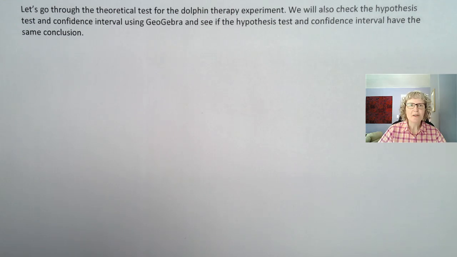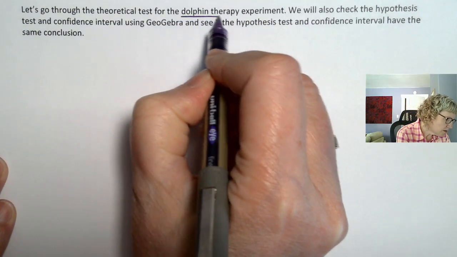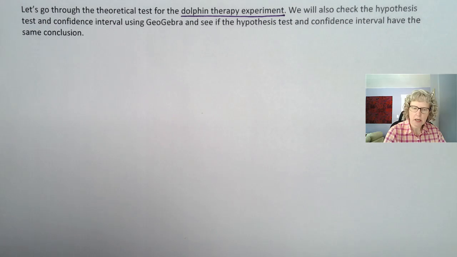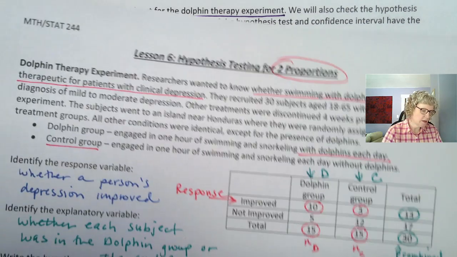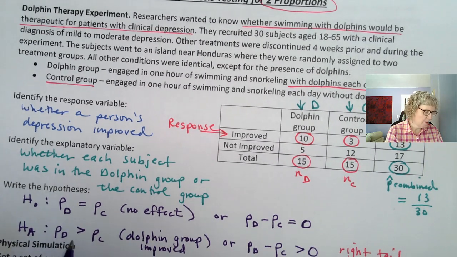Hi there. So let's go through the theoretical test for the dolphin therapy experiment, okay? We will also check this using GeoGebra, and we'll do the confidence interval on GeoGebra to get a comparison between the two, okay? So we've got our dolphin therapy experiment. We've got our data from this previous page right here, and we wrote out our hypotheses already.